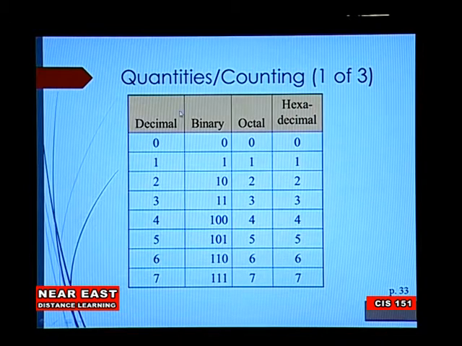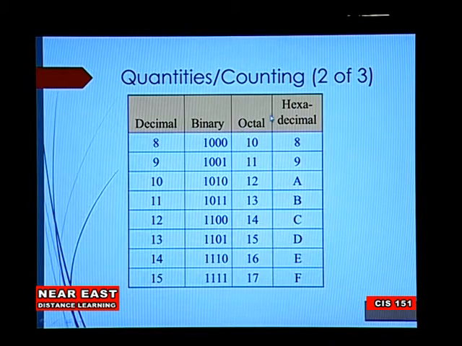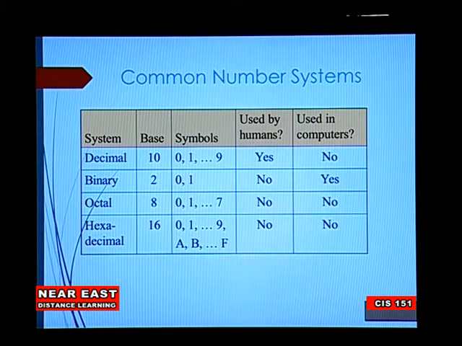Quantities and counting. This table shows us the numbers of the decimal, binary, octal, and hexadecimal systems. Each one is represented in a base. Decimal is represented in base 10, binary in base 2, octal in base 8, and hexadecimal in base 16. This is the sample of each one, as we see in this table.